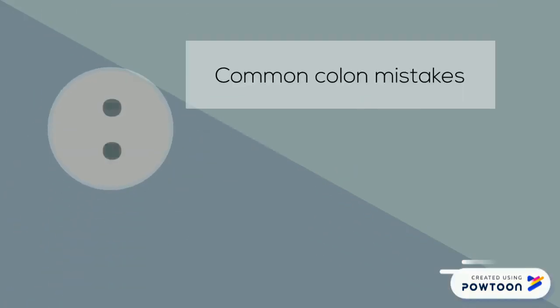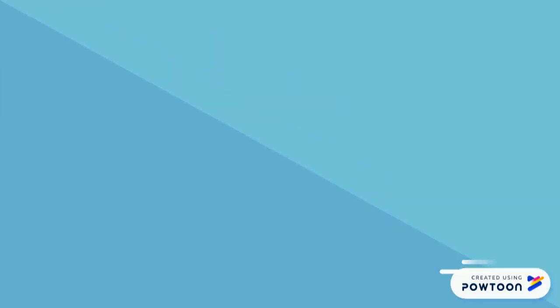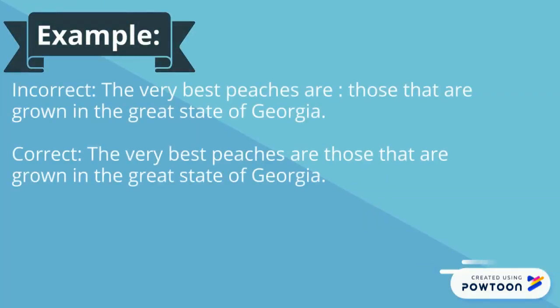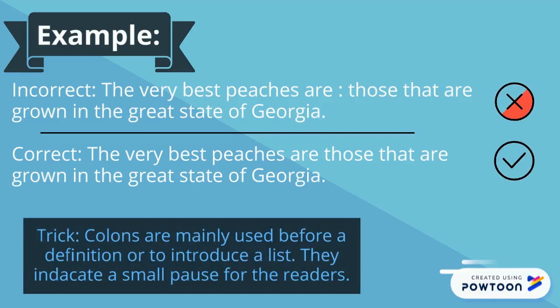Common colon mistakes. 1. Using a colon between a preposition and its object. 2. Using a colon between a verb and its object or complement. Example. The very best peaches are those that are grown in the great state of Georgia. Remove the colon to make the sentence grammatically correct.